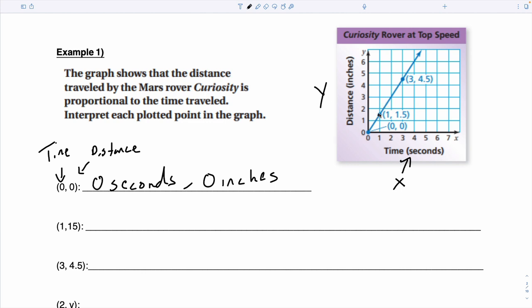Go up to the second dot, 1, 1.5. At 1 second, run before you jump. Go over 1, then jump. How far did this thing travel, Justice? 15 inches. It has a decimal in there too, kind of hard to see. It's 1.5 inches. Right there.